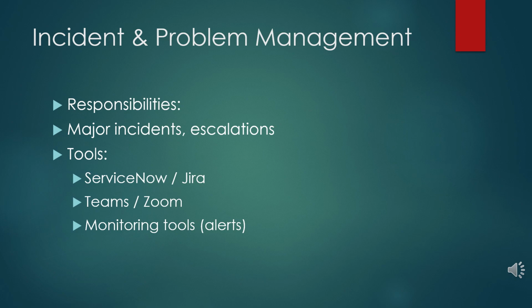For example, if a server crashed due to high memory usage, we analyze what caused the spike. Was it a faulty application? Was it a memory leak? Was it due to insufficient resources? We document the findings and take corrective actions, such as optimizing applications, increasing resources, or applying fixes.